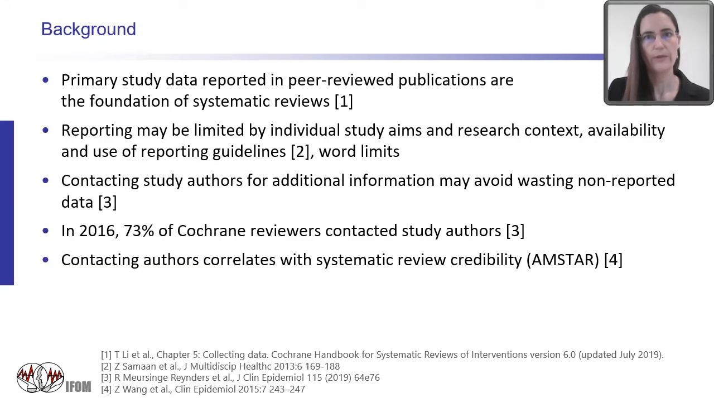As we all know, primary study data reported in peer-reviewed publications are the foundation of systematic reviews. However, in practice, reporting is often incomplete. Amongst others, what seems important to report in a publication differs depending on the research aims and context. Also, reporting guidelines have often not been available for all included studies at the time of their publication, and they are used with varying degrees of adherence. Most journals have a word limit, and older publications do not necessarily have full supplemental materials online.